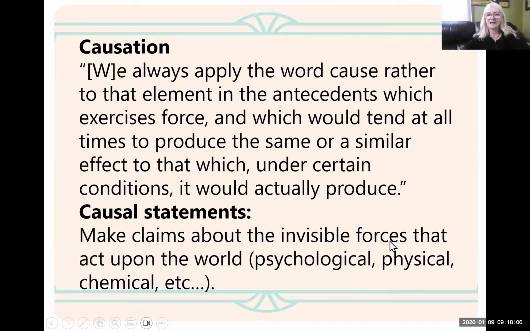Causal statements make claims about these invisible forces: psychological, physical, chemical, biological, et cetera. So when we make these claims, we could say something like, the fire went out because of the rain. The because is saying there's a link in causation between the event, the rain, and the event, the fire going out.